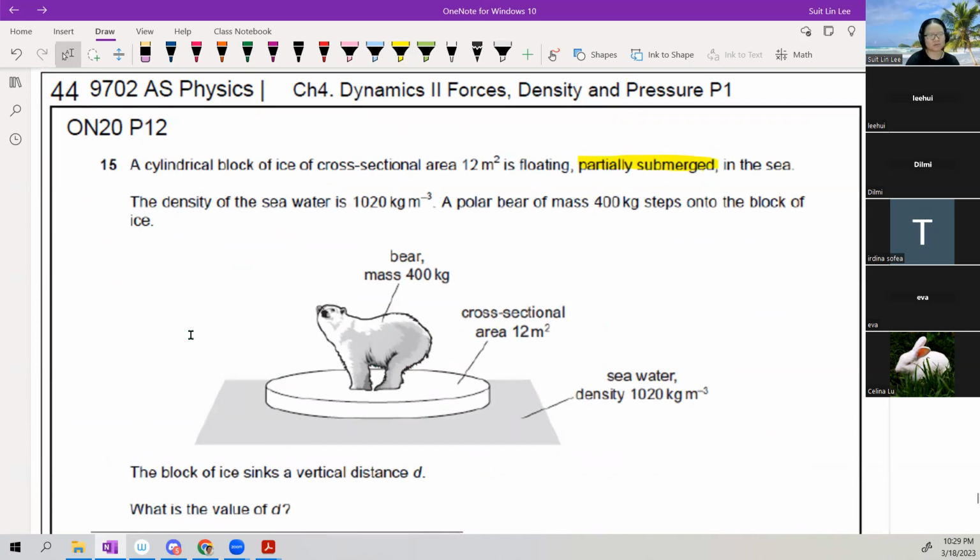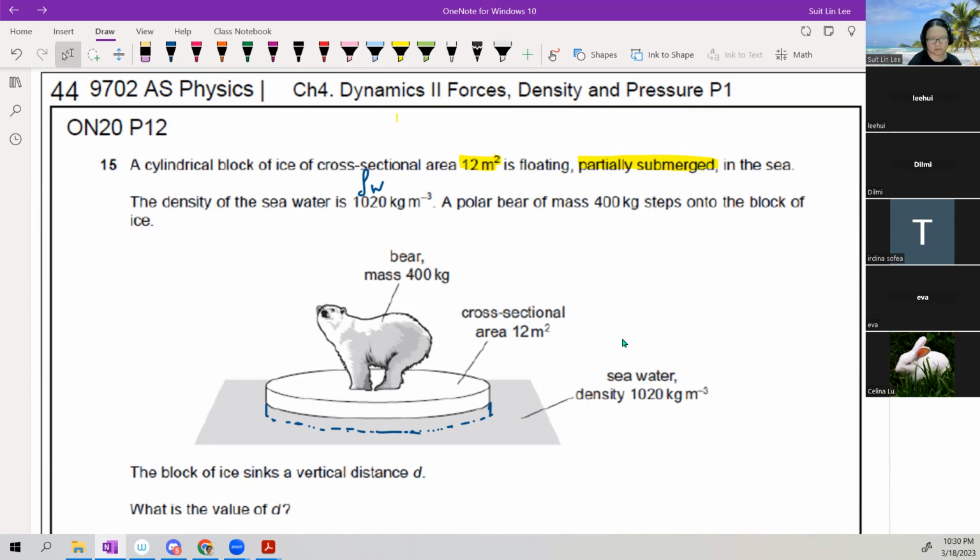Although the ice piece looks very uniform, sure. But anyway, the cylindrical block has a cross-sectional area of this much, and it's floating, partially submerged in the sea. Partially submerged means that, although it's not drawn, there is a little bit of ice underneath the water surface. Not sure how much. So we have the density of the seawater, and you have a polar bear standing on the ice.